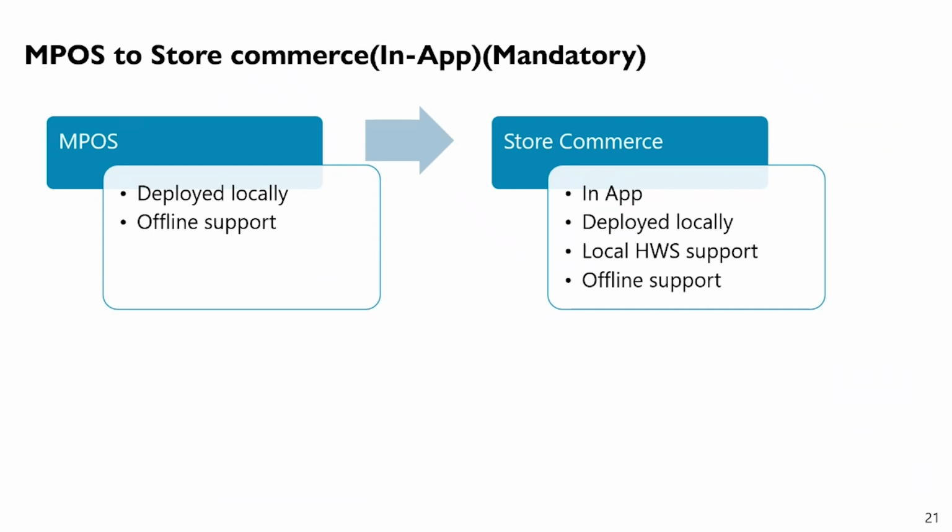All the new enhancements in the product will be on the Commerce SDK and the store commerce app. If you are an existing MPOS customer using offline functionality, you can choose to go to the store commerce in-app mode. The store commerce in-app mode provides you with a like-to-like replacement of the MPOS offline. So in the in-app mode, the components are deployed locally and it supports offline and local hardware station. If you are an existing customer using MPOS without offline, you can go with the in-app mode without enabling offline. The offline is enabled in the store commerce app by passing the install offline command line switch during the installation. You can skip that and the offline components are not installed.